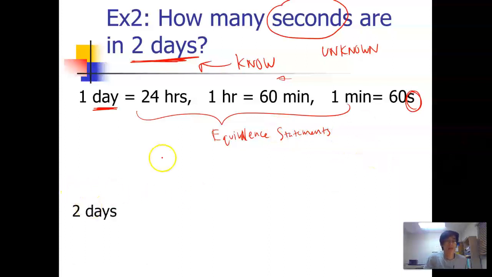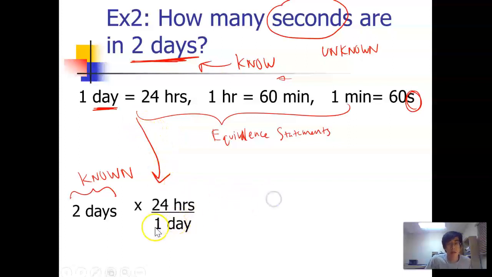Okay, so first I want to write down what is the quantity that I know. So I start off with 2 days. And then I'm going to first write the first equivalent statement as a conversion factor. And I'm going to write units I want to cancel out on the bottom, and then the units I want to convert to on the top. So I want to get rid of days, so I'm going to cancel out days diagonally like this. Right? It's like days divided by days. And I'm going to be left with hours. Okay, so that's the first one.